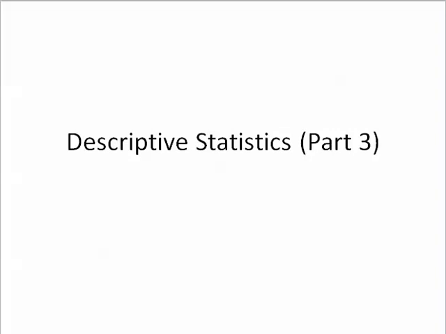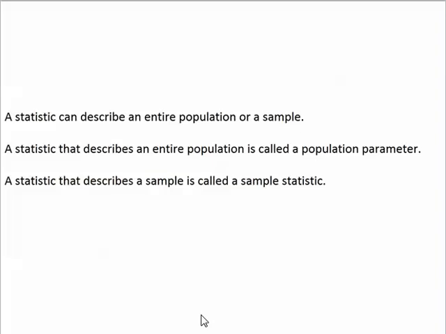In this video, we're going to wrap up the topic of descriptive statistics by covering a few vocabulary terms. First, each of the descriptive statistics that we've covered can be calculated with data from an entire population or with data from a sample. A descriptive statistic that's calculated with data from an entire population is called a population parameter, and a descriptive statistic that's calculated with data from a sample is called a sample statistic.